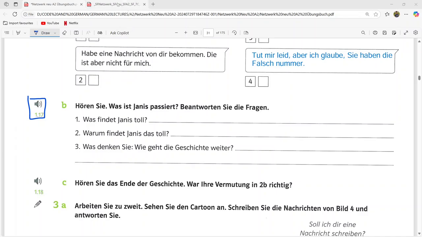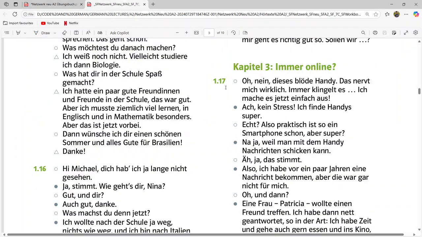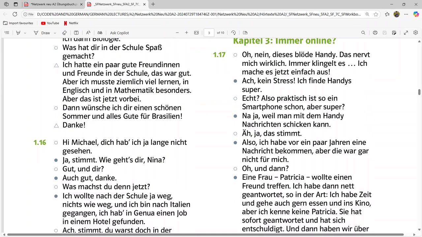Okay, so let us see the transcript. This one. Oh nein, dieses blöde Handy, das nervt mich wirklich. So like that, this bloody mobile that makes me angry, always rings. I will turn them off. So one friend is saying this. Okay, and this might be Janis, and he is saying that kein Stress, ich finde Handys super. So no stress, but I find the smartphone, or Handys, very great.